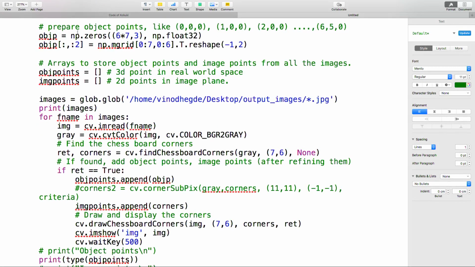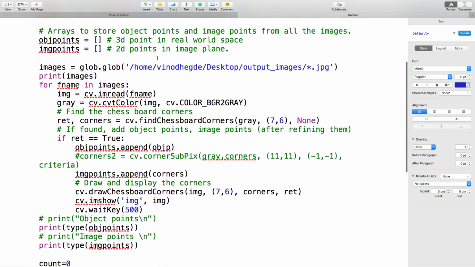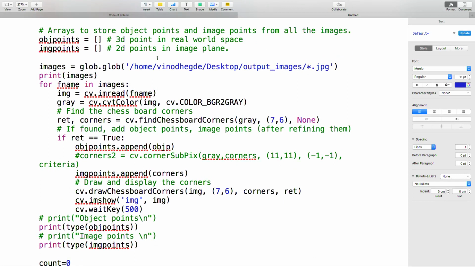Essentially this is saying that you have 7 cross 6 intersection points, those red dots: 6 on the x axis and 7 on the y axis. That is the number of points that you have. The second thing is the object points that I mentioned to you, which are in the 3D point cloud space. The image points are essentially 2D points.